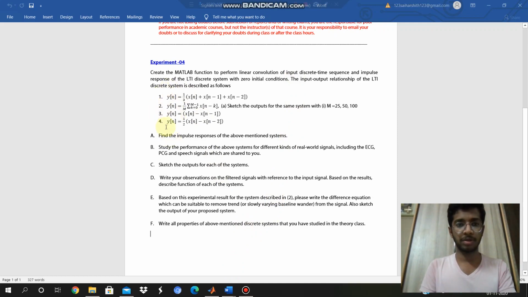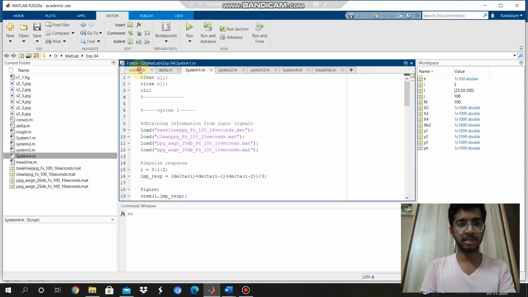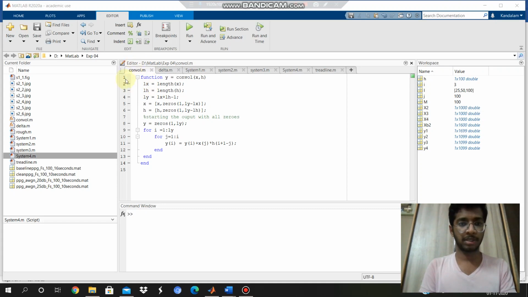Here we are given 4 systems and 4 different inputs for which we have to perform linear convolution, and we need to find the output of each of the following systems. So let's quickly get into it. So the first one is function convolution.